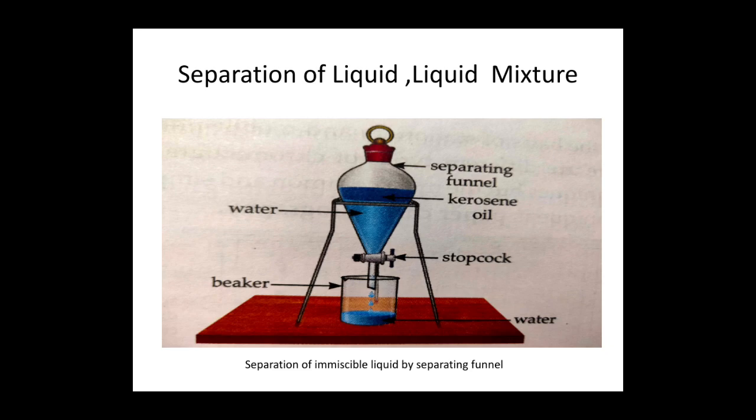And when you open the stop cork, what happens? First water will come out. When it has come out completely, then you can tighten your stop cork and kerosene oil will be left behind. So this is the process of separation of immiscible liquids.